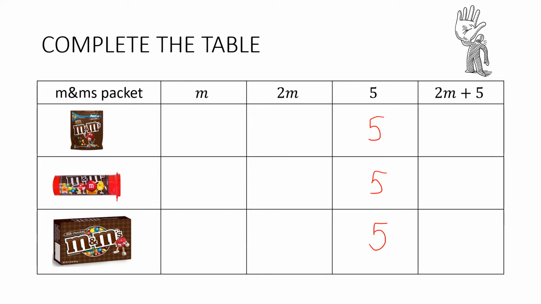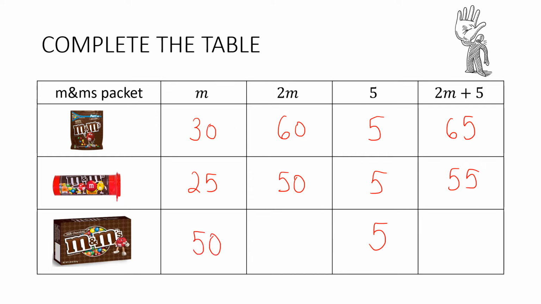Okay, so I would be giving completely different answers to you, obviously, but let's suppose in this first packet, I think that there are 30 chocolates. 2 lots of 30 is 60. 60 plus 5 is 65. In the little tube there, I'm going to guess that there are 25 chocolates. 2m would be 50, plus 5 is 55. And in the box here, I'm going to guess that there are 50 chocolates. 2m is 100. 100 plus 5 is 105. So there's just an example.